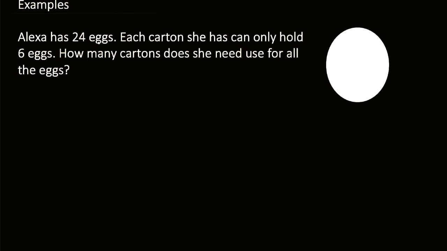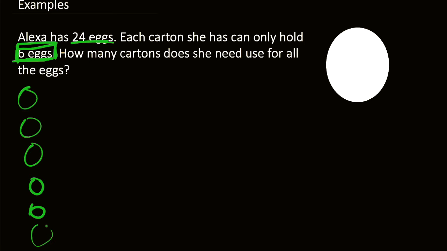Alexa has 24 eggs. Each carton she has can only hold 6 eggs. How many cartons does she need to use for all the eggs? So, we know that Alexa has 24 eggs. We also know that each carton can hold 6 eggs. So we can think of this like putting in 6 rows because, 6 eggs, 6 rows.